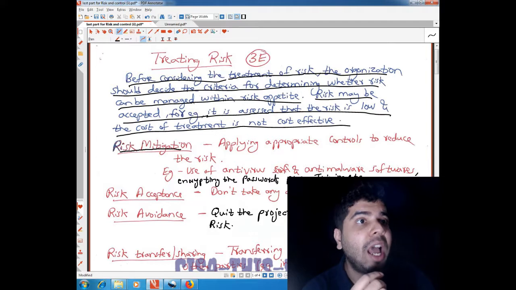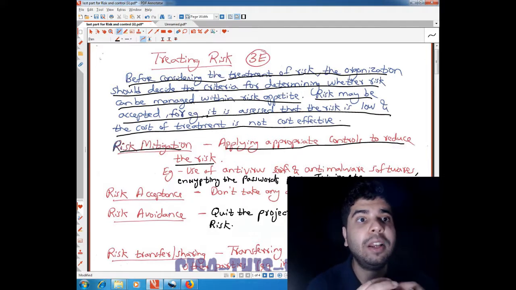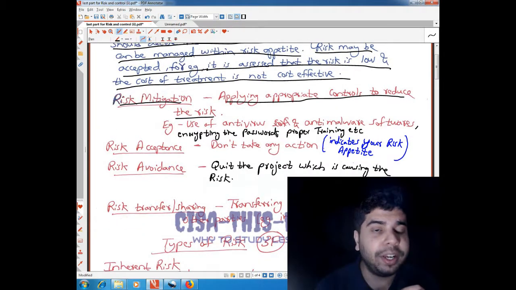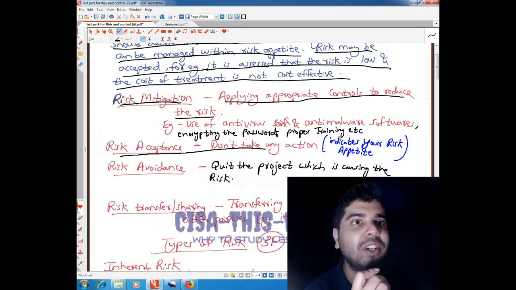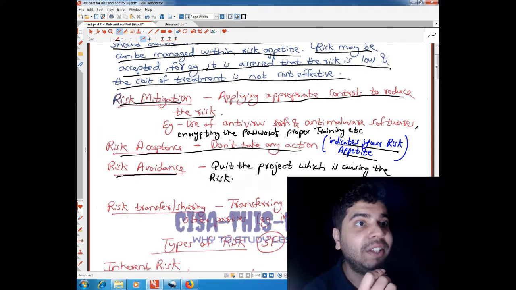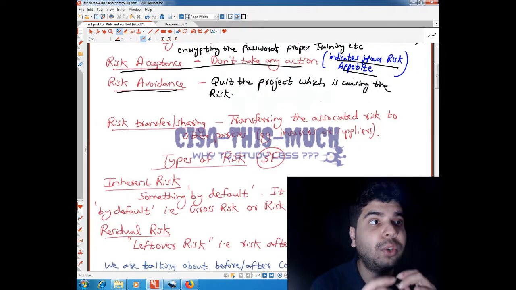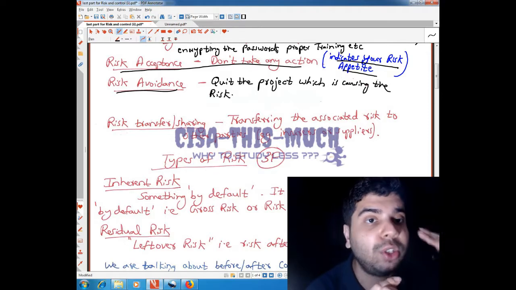Risk mitigation: applying appropriate controls to reduce the risk. Example, use of antivirus software, encrypting the passwords, training. It could be any form of controls wherein you reduce the risk. Risk acceptance means don't take any action. It indicates your risk appetite, your risk tolerable level. Risk avoidance: quit the project which is causing the risk. Risk transfer: transferring the associated risk to the other parties, example insurers or suppliers.